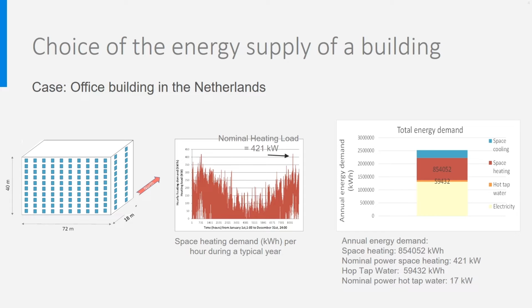The data we need to calculate the performance of energy supply systems are the annual space heating demand, 854,052 kilowatt-hours, and the hot tap water demand, which is 59,432 kilowatt-hours and is quite low as office buildings use little hot tap water. We also need the nominal power for space heating, which is 421 kilowatts, and for hot tap water, which is 17 kilowatts.